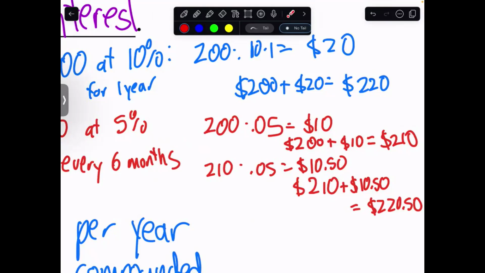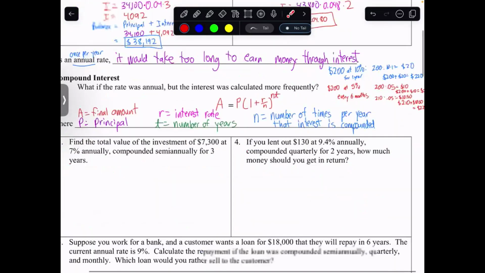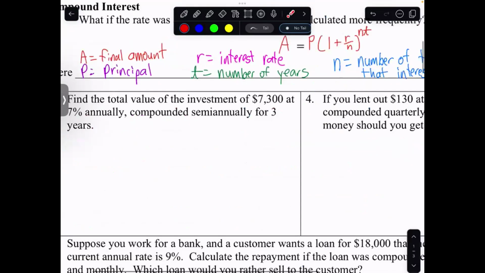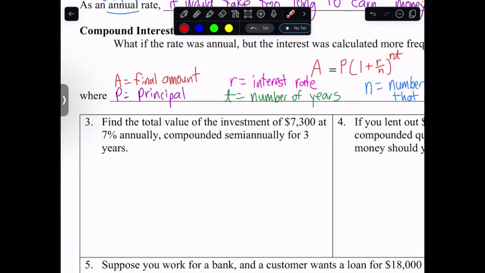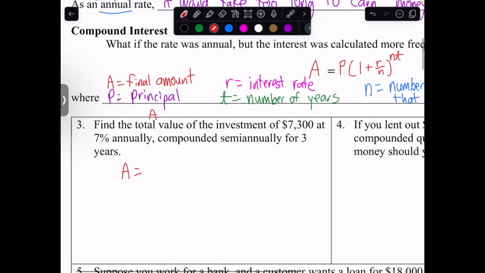Okay, so with that in mind, let's go ahead and do some examples using this formula. Let's say you invest $7,300 at 7% annually, but compounded semi-annually for 3 years. Our goal is to find the total value, right? So capital A is the unknown. We don't know the total value, so that'll be the variable A. You start by investing $7,300, so that's your principal.